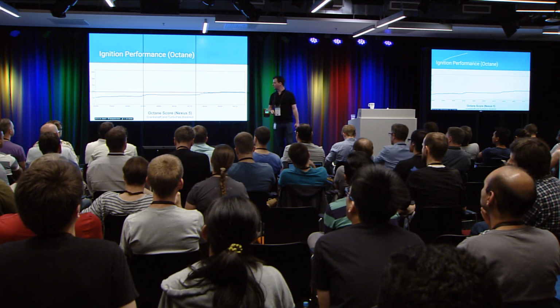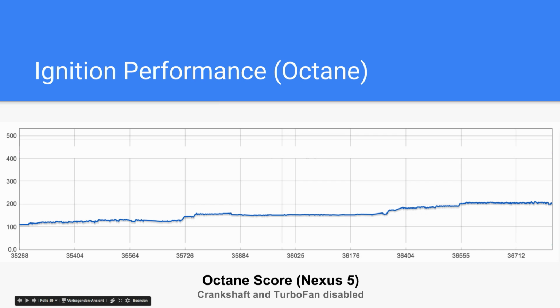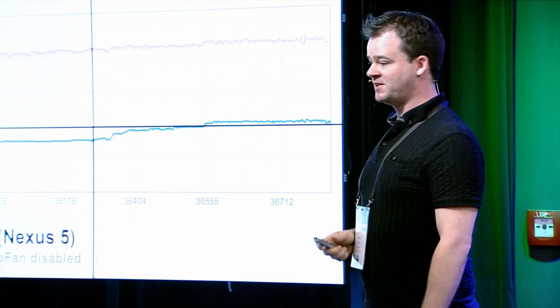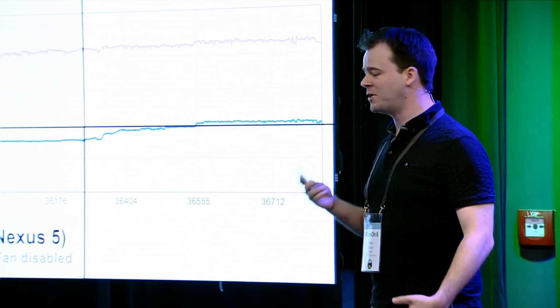Results. So we've been working in the last quarter to make Ignition fast. You can see over the quarter, this is our Octane score of just Ignition when we disable all the optimizing compilers. And we've doubled the performance of Ignition over the last quarter, which is pretty nice. That's full codegen. So we still have some way to catch up with full codegen. But this is not bad.